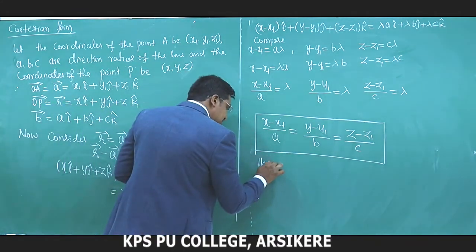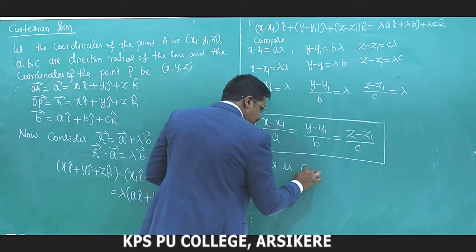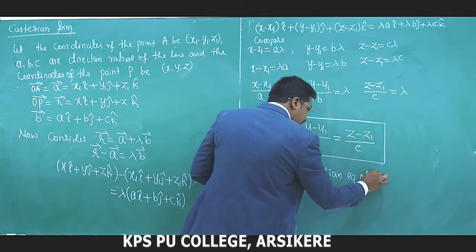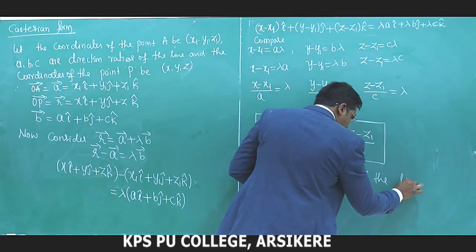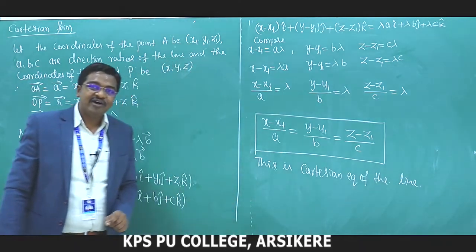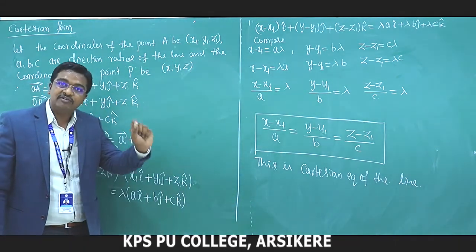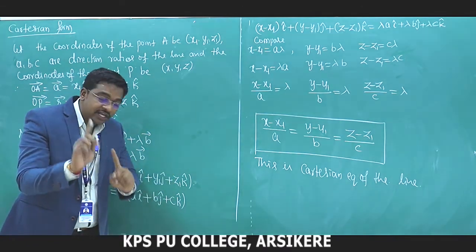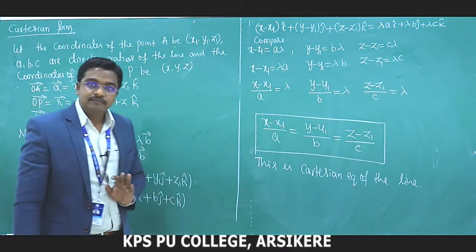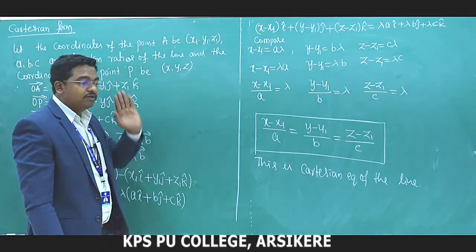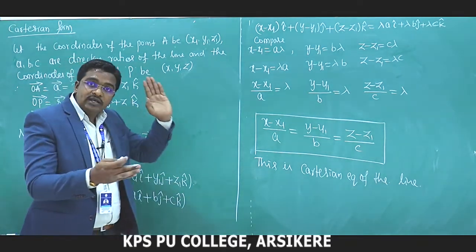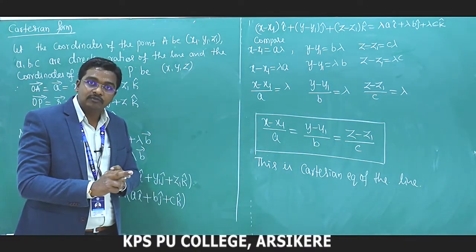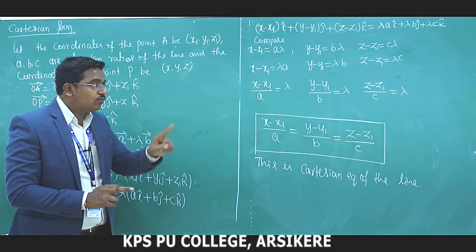So this is the Cartesian equation of the line which is passing through the point x1, y1, z1 and parallel to the vector b having the direction ratios a, b and c. This is the derivation. The complete derivation, both the vector form as well as the Cartesian form, carries 5 marks. This is very important. Take a pause and note down all the things I have written here.